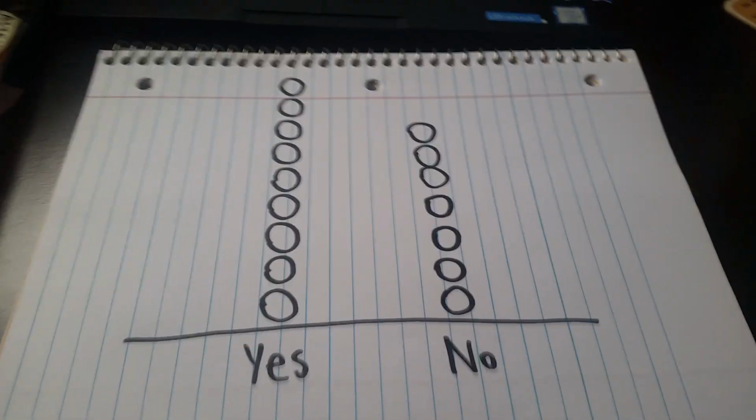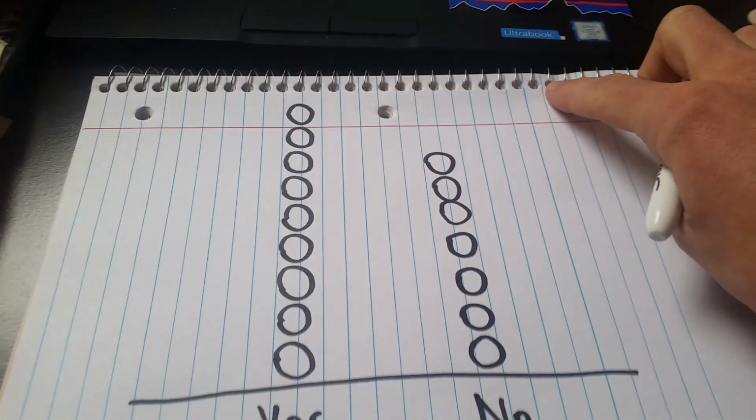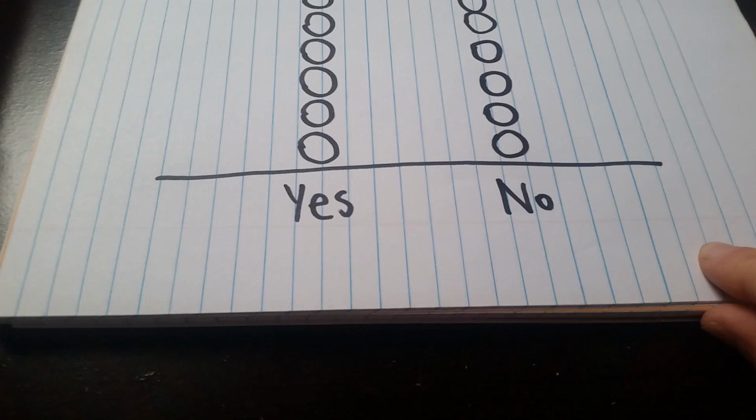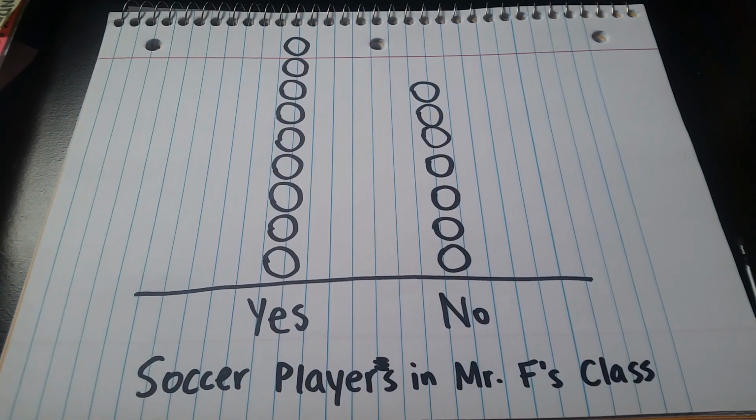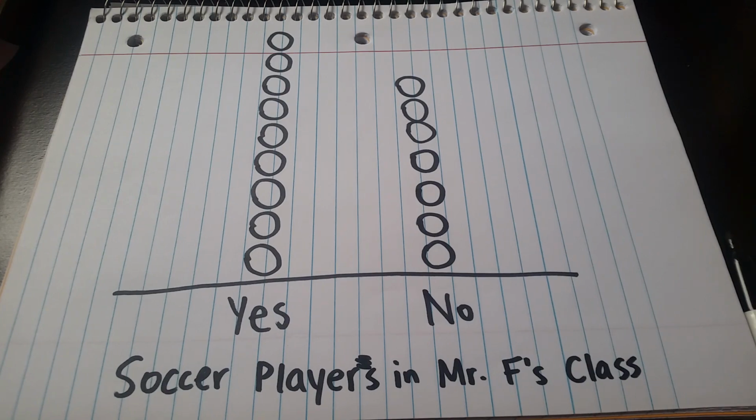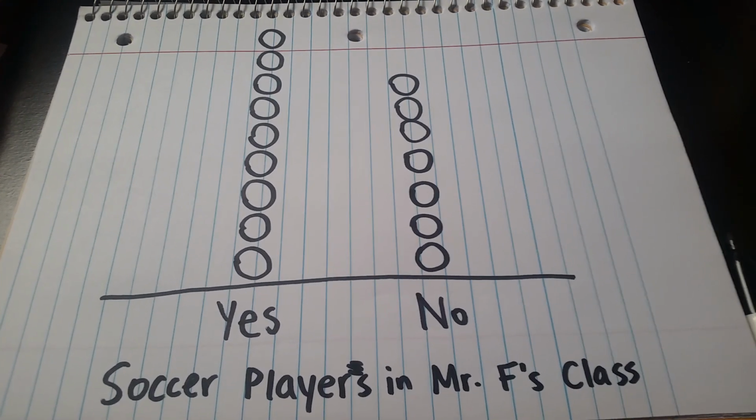And one thing I forgot is my title. I don't have room at the top. It's also common to see titles at the bottom. So the title would be soccer players in Mr. F's class. So I'll write that now. And here it is with the title. You could get that onto your page also.